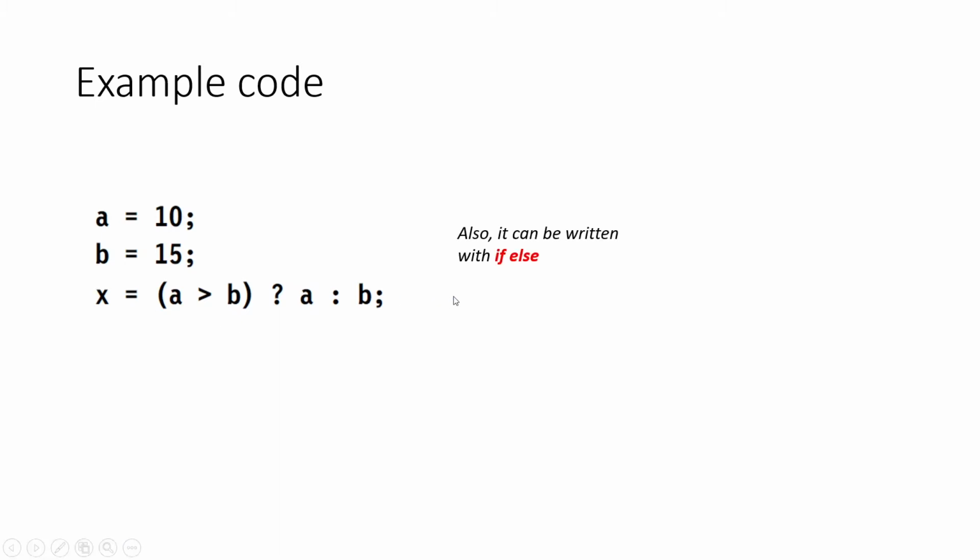If else we have not covered, we will discuss it later. Otherwise, this part can be implemented using if else. It will be like this: if A greater than B, X equals A, else X equals B. So this is a more common method of coding. Still, you can understand how we use this conditional operator.